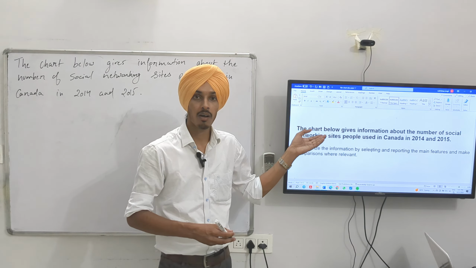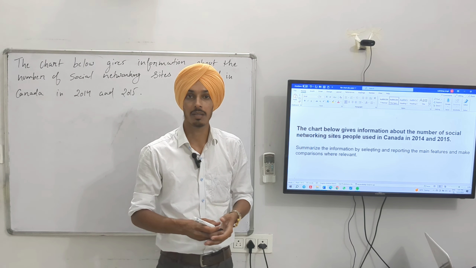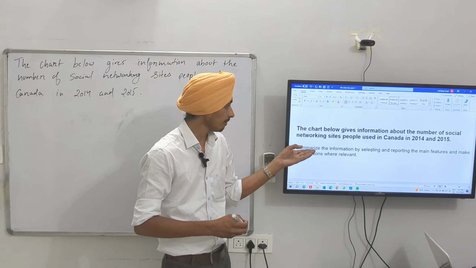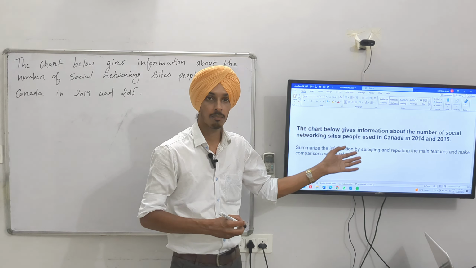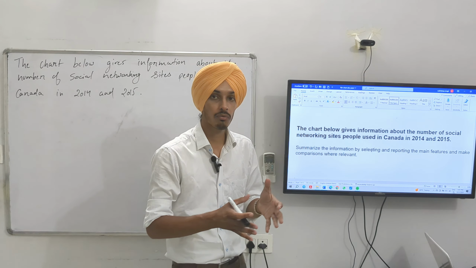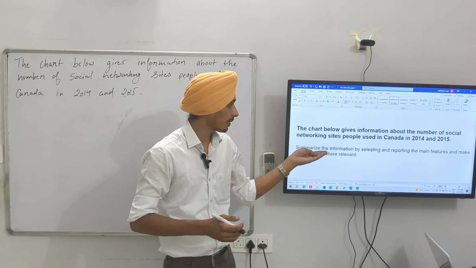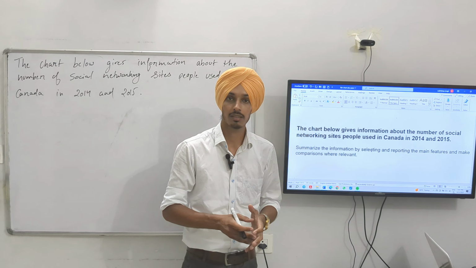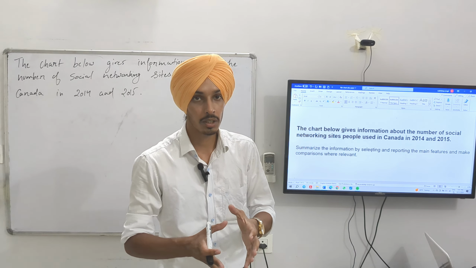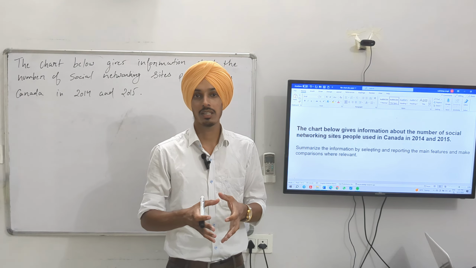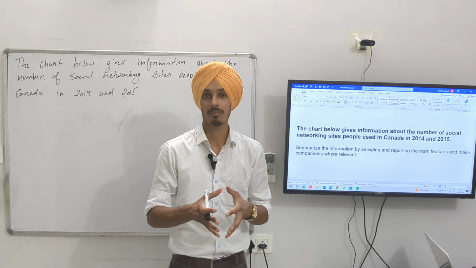Below the given statement, we have the guidelines from the examiner. The sentence says, summarize the information, means giving the summary, which we give in 150 words. Summarize the information by selecting and reporting the main features. In the data, we need to look for the main features. So what are the main features? Main features are the things that are mostly noticeable.